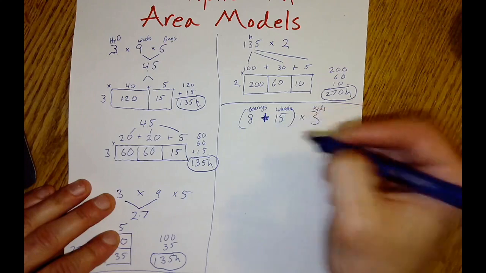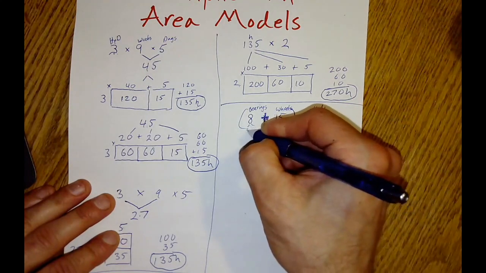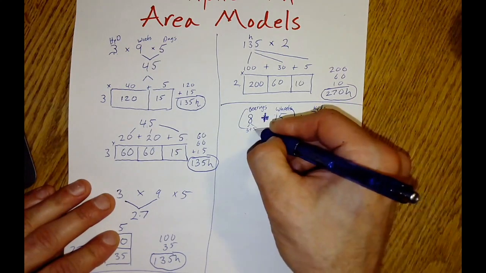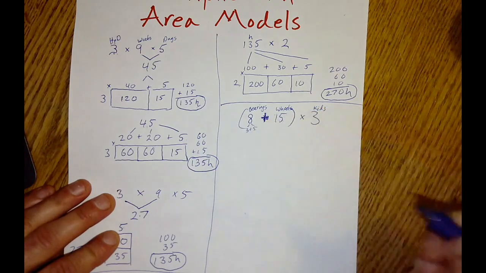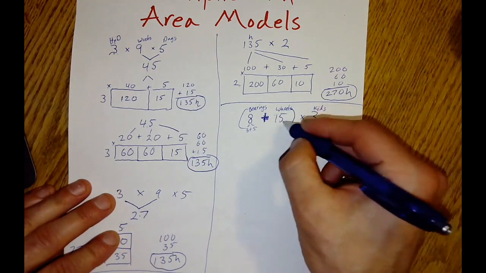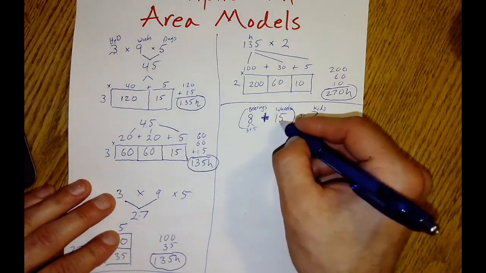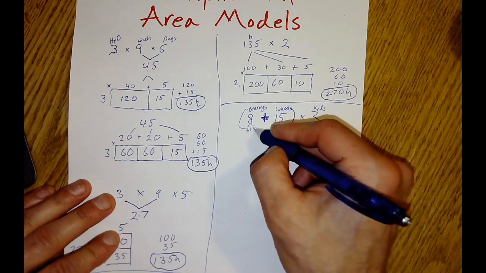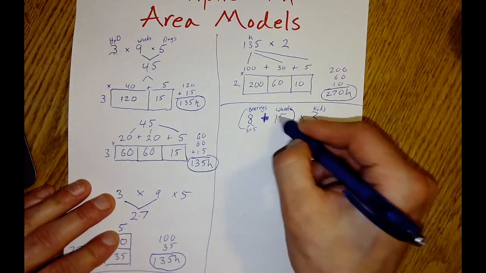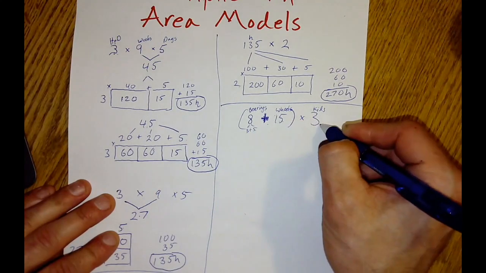So 8 plus 15, well, 8 is made of a 3 and a 5, so 15 plus 5 is 20, plus 3 is 23. So really I have a 23 times 3.